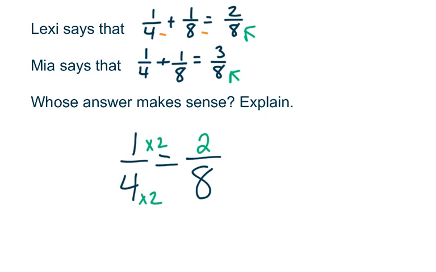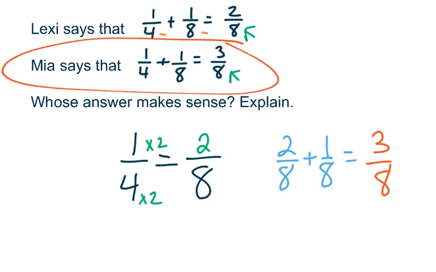And now I can replace this in our problem. So 1/4 is equivalent to 2/8. So my problem would now be 2/8 plus 1/8. And what is that equal to? That's equal to 3/8. So who is correct after all? Mia is correct because Mia said that 1/4 plus 1/8 was equal to 3/8.